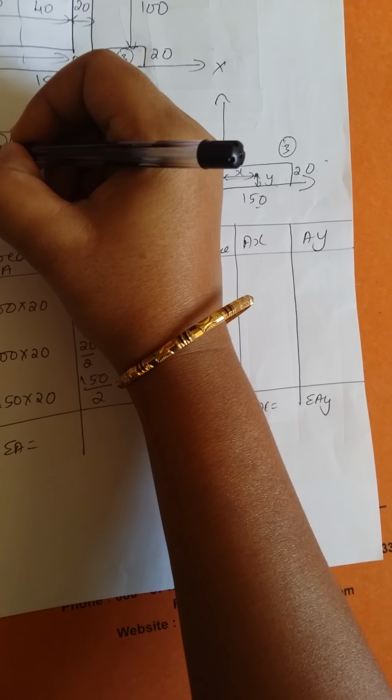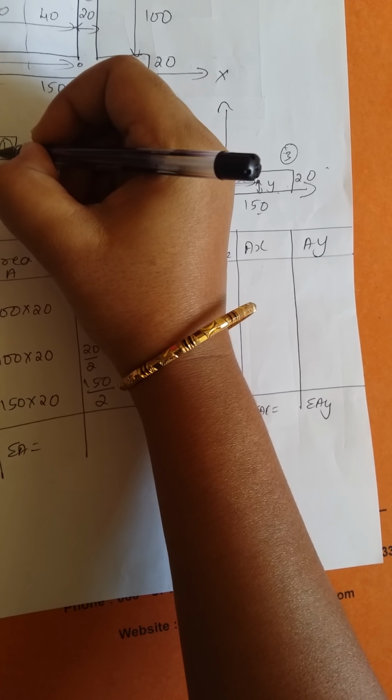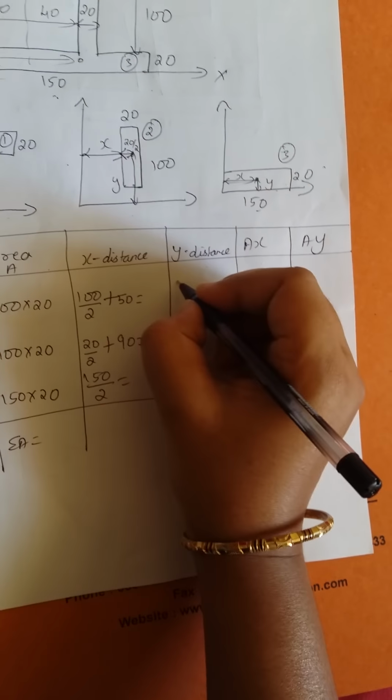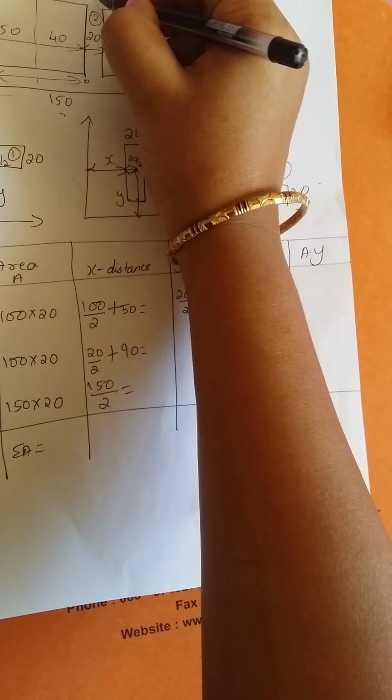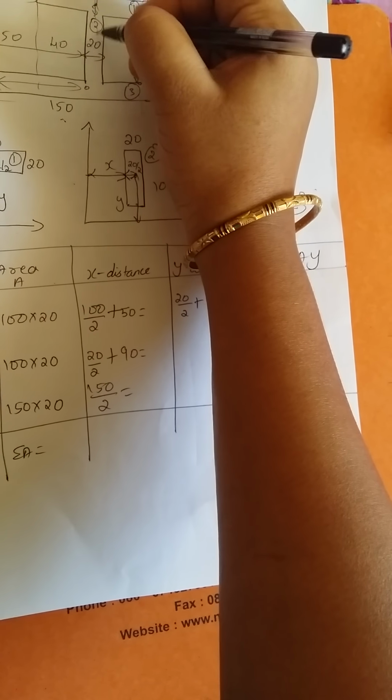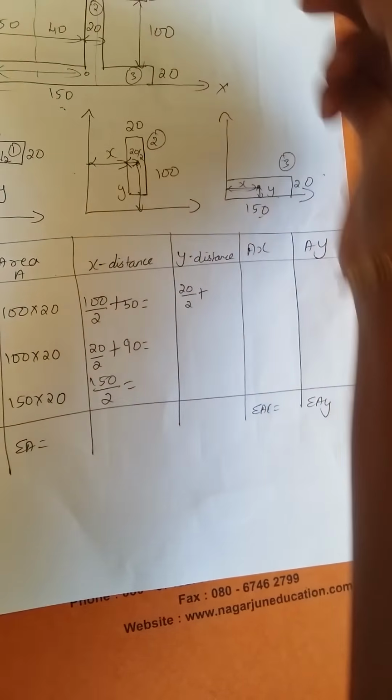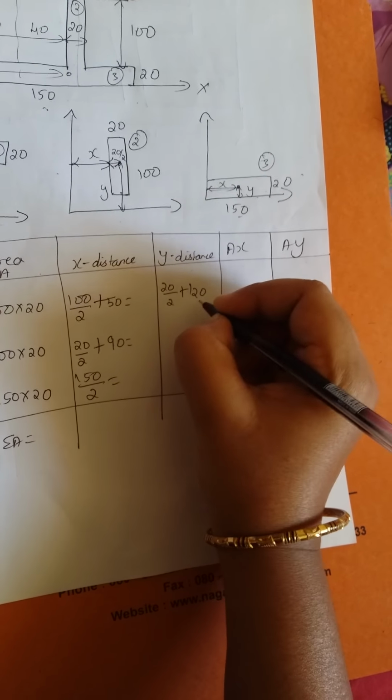Calculate the values. Next, I am finding the y values. In the y direction, the centroidal distance for a rectangle is d by 2, that is 20 by 2, plus, for this one, the remaining distance from here to here is 100 plus 20, that is 120.